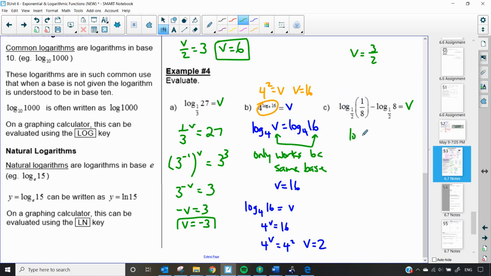So we're going to take the log base 1/2 of 1/8, set it equal to, we'll call it v1. Rewrite that as an exponent. So 1/2 to the v1 equals 1 over 8. If you just want to write it as v, that's fine. 1/2 we can write as 2 to the negative 1, so 2 to the negative v1, and 1/8 can be written as 2 to the negative 3.